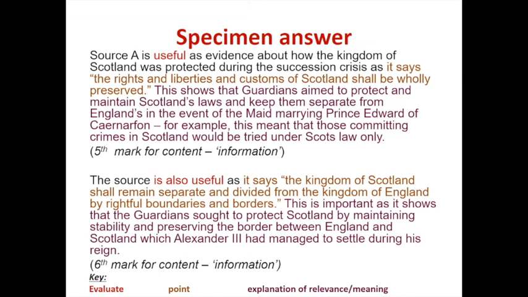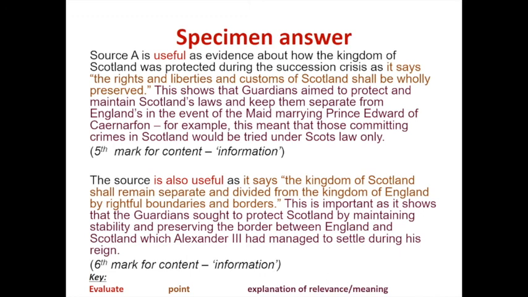This is important as it shows that the Guardians sought to protect Scotland by maintaining stability and preserving the border between England and Scotland, which Alexander III had managed to settle during his reign. So with that explanation, I'm just bringing in a bit of what I've learned so far in the course to show the importance of maintaining that border. It is important that the Guardians have spotted they don't want Scotland to be subsumed into England and just be sucked into this broader kingdom. So one of the key points to make sure that doesn't happen is to make sure the border is nailed down in law and it can't just be ignored or just evaporate away as the kingdoms merge. So it's an important point to make, and that's what I'm spelling out in the purple section there.